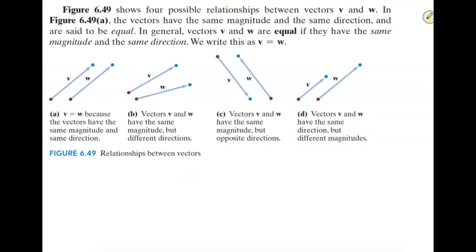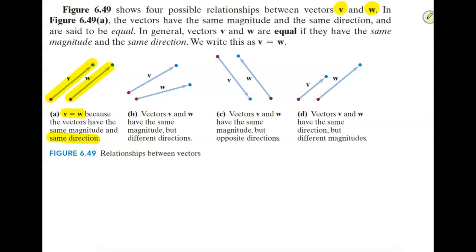In this figure, they show different relationships between two vectors. So now we're adding another vector in, vector V, and then vector W. The vectors in these have the same magnitude and same direction in 6.49a. So notice this vector V is the same length, same magnitude as vector W, and it's going in the same direction, meaning they have the same slope. So these are considered equal.